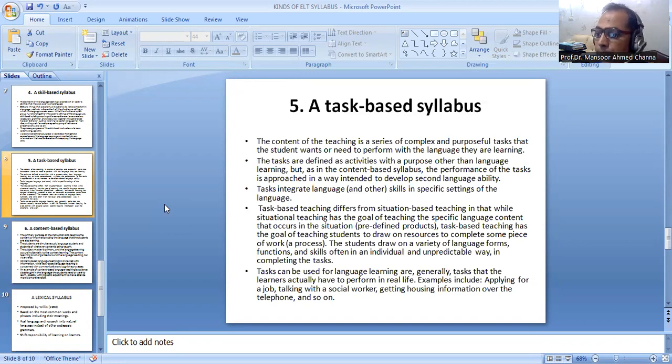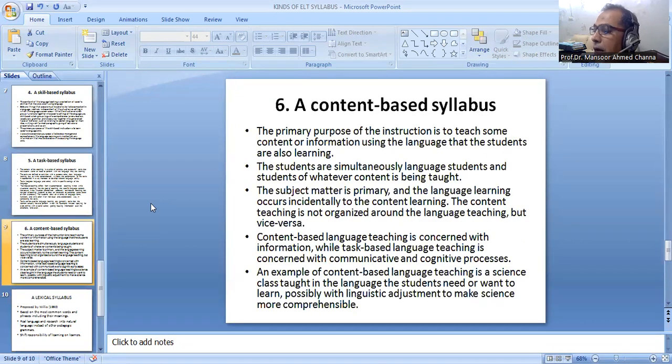Number 6 type is a content-based syllabus. The primary purpose of the instruction is to teach some content or information using the language that the students are also learning. The students are simultaneously language students and students of whatever content is being taught. The subject matter is primary and the language learning occurs incidentally to the content learning. The content teaching is not organized around the language teaching, but vice versa.